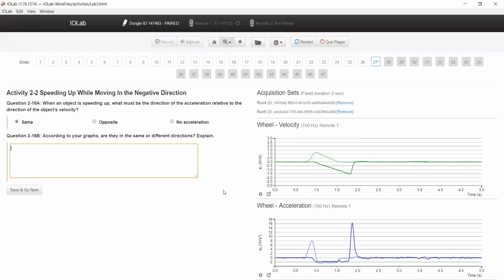Reminding you, the question is asking: when you speed up in the direction of the object's velocity, so we are speeding up in the negative direction, does it result in the same or opposite sign? You can answer based on that.